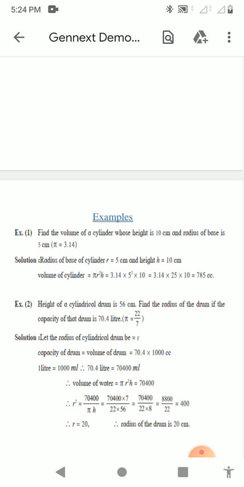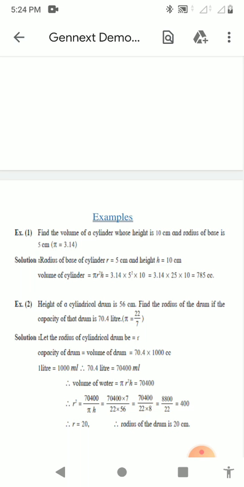So the volume of a cylinder, as per the formula, is pi r square h. Simply put the values in the formula. Pi is 3.14, r square is 5 square, and height is 10 centimeter. So 3.14 into 25 into 10 becomes 785 centimeter cube, or 785 cubic centimeter. Okay, simple formula, simple problem.